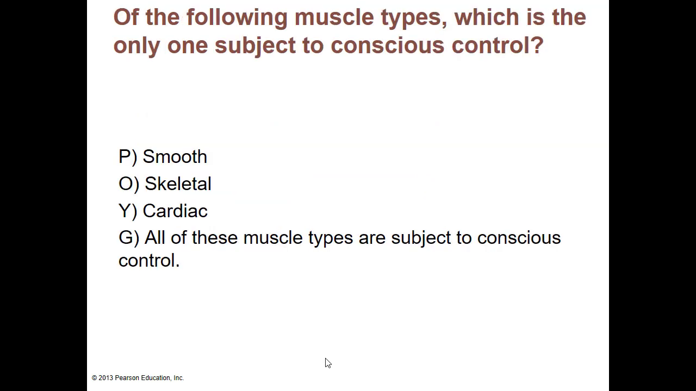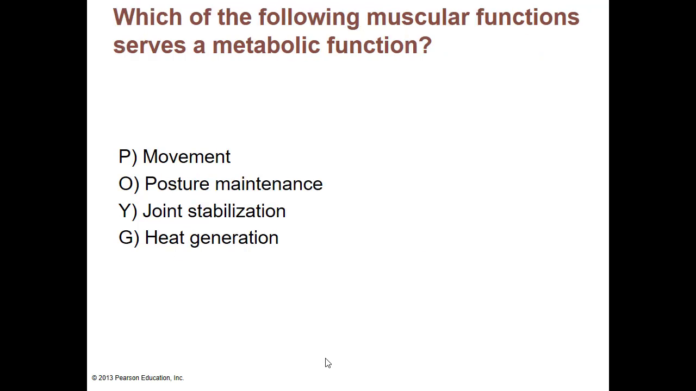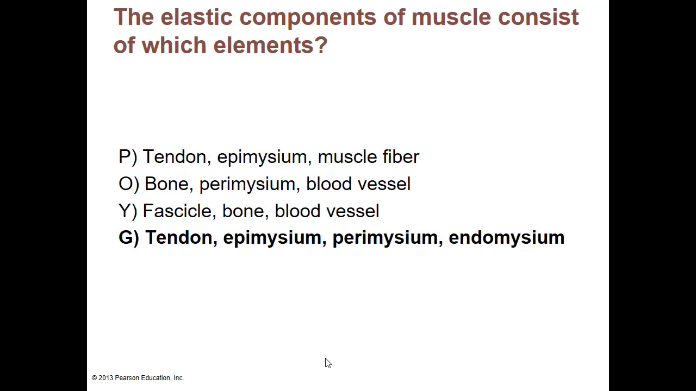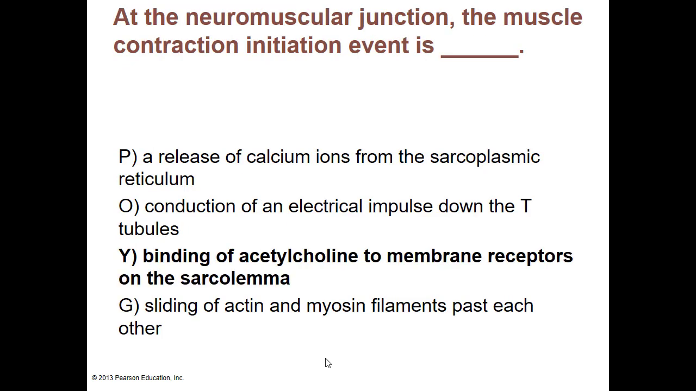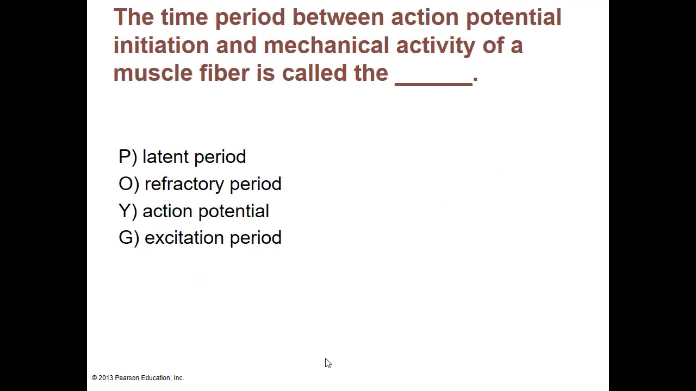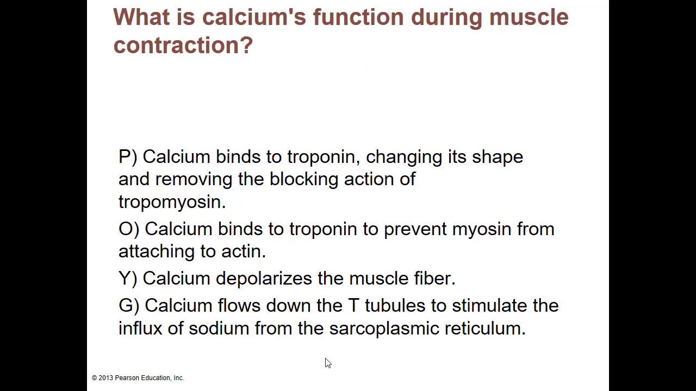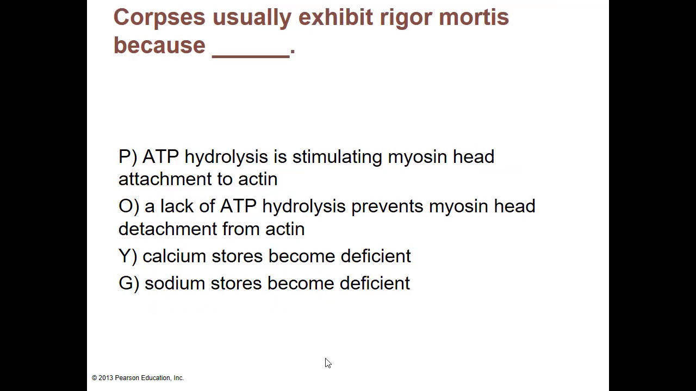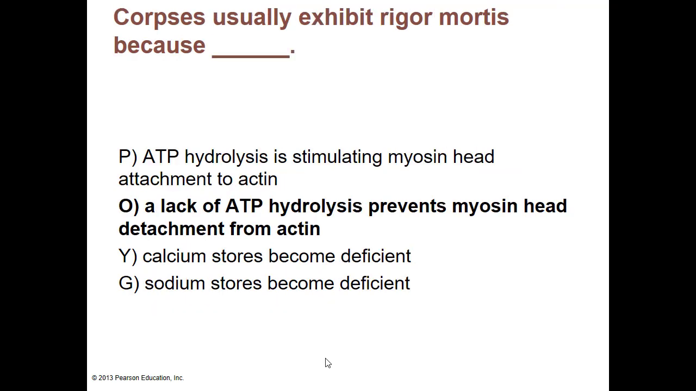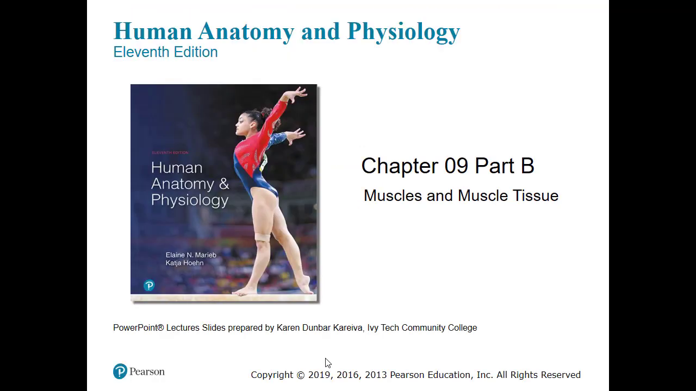Can I tell you the answers to these next things, though? Just so you know, if you got it down, you can just circle. You ready? Orange, skeletal. Not reading them. Heat generation. G, the last one, tendon, epimysium. The myofibrils. The Y, binding of acetylcholine. The latent period. We need calcium to bind to troponin, the pink. And then, because you don't have any ATP after you're dead. There's the end. I knew it would be close.